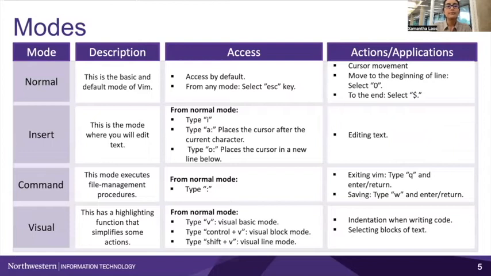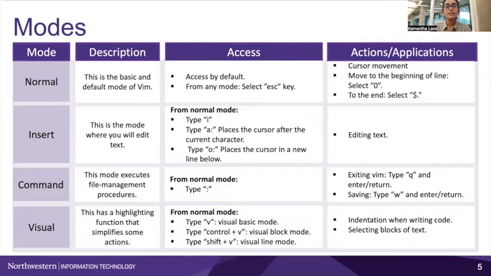Normal mode is the basic and default mode of Vim. You access it by default. This means that as soon as you open Vim, it will be in normal mode. If you are in any other mode and you want to go back to normal mode, you can just select the escape key. Most of the actions in normal mode are related to cursor movement. The second mode is the insert mode, and this is the mode where you can actually edit the text. To access insert mode, first you have to be in normal mode, and then you can type either I, A, or O. And all of the actions in insert mode are related to actually editing the text.